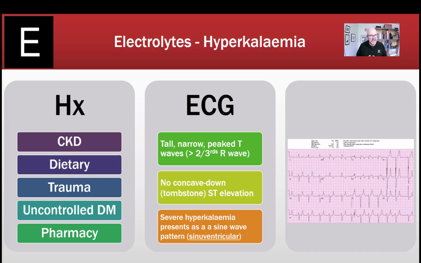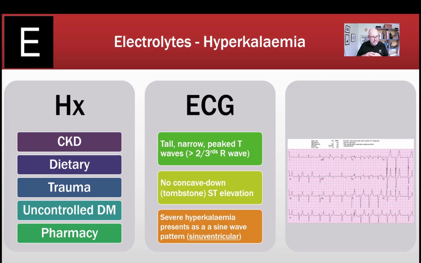The main drivers for this include unmanaged hyperglycemic states. It can happen in trauma and with crush syndrome, and with some forms of pharmacology, particularly beta blocker or ACE inhibitor toxicity. A low to moderate increase, somewhere between 5.5 and 6 millimoles per litre, results in tall T waves that might be mistaken for hyperacute T waves, and hence the mimic.